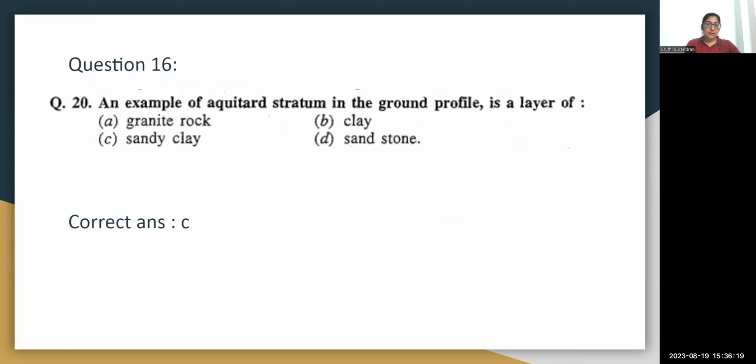So the correct answer for this question is C. Granite rock comes for aquifuge. Clay comes for aquiclude. Sandy clay is for aquitard. And sandstone is not for aquifer. Sand is for aquifer. Sandstone, I'm not sure which category it comes under. But sandy clay is what comes for aquitard.